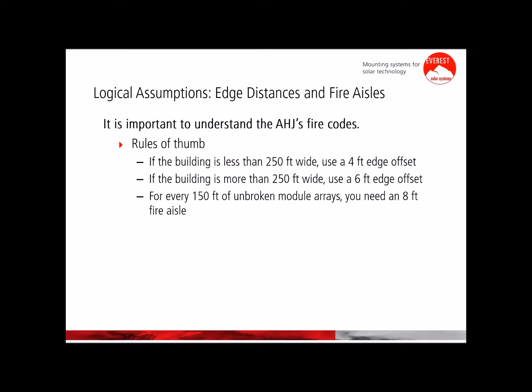And then there's one that not a lot of people are aware of, but one that's worth keeping in mind if you're designing a system for a larger building. For every 150 feet of an unbroken module array, you need an 8-foot fire aisle. Again, this one can be tricky, and I would definitely recommend looking at what is specifically required in your jurisdiction, and what they consider an unbroken module array or not. So something to keep in mind.